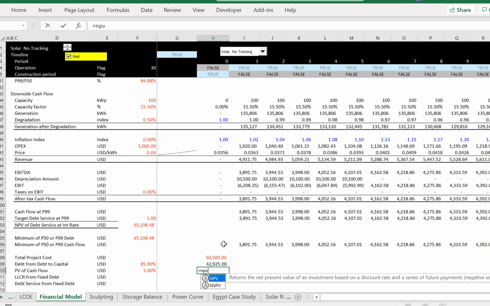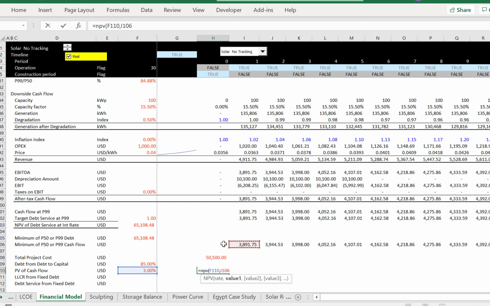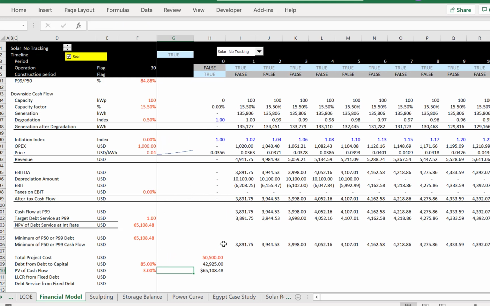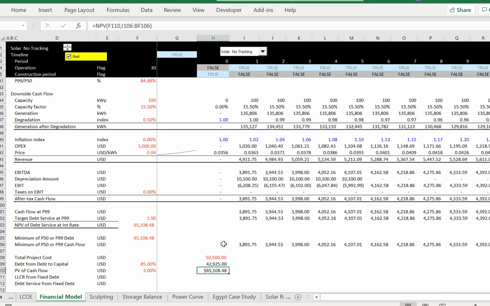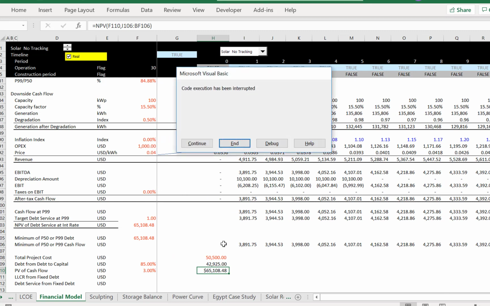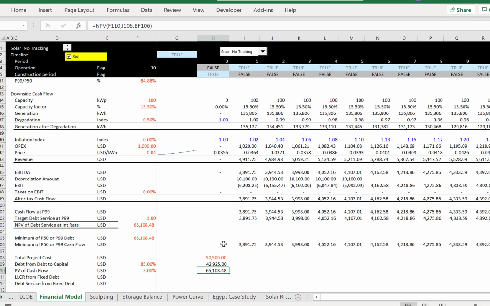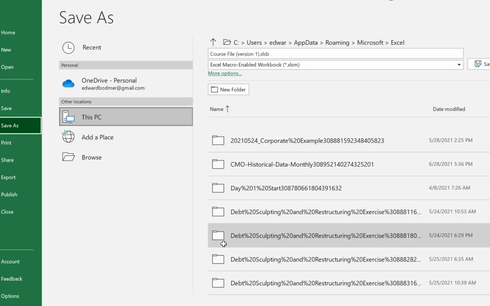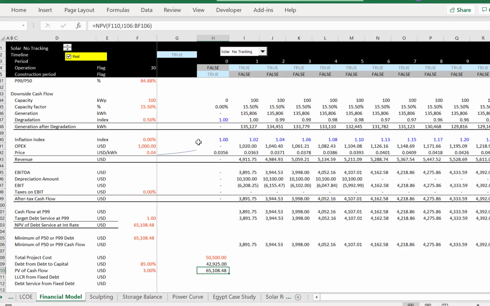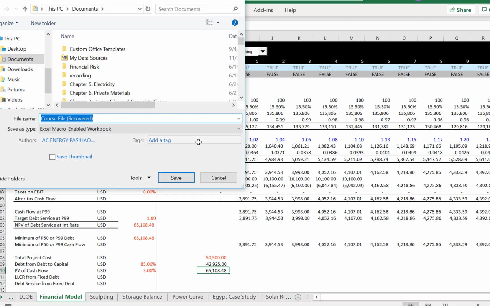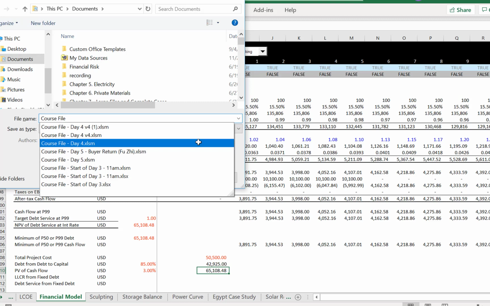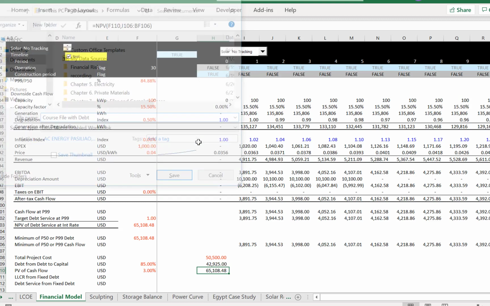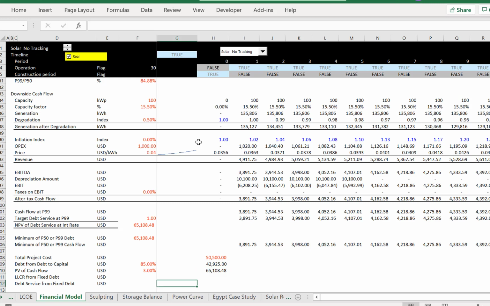And we haven't really gone through the big issue, which is if there are circular references in here. Oh, don't crash. Don't crash. Ah! Let's put F12 to save as. Course file with debt. How's that? Okay.